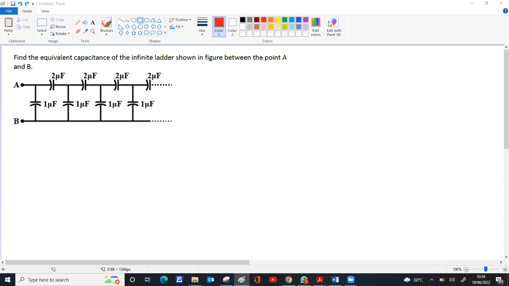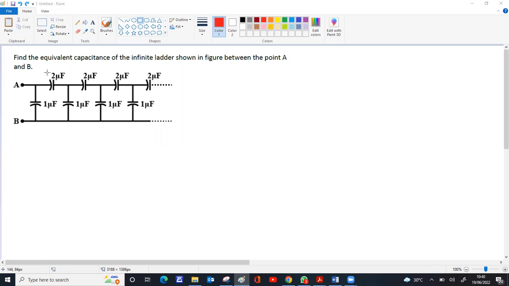Here there is an infinite network of two capacitors, 1 microfarad and 2 microfarad, repeated in a particular fashion. 1, then 2, 1, then 2. There's a rhythm for this arrangement of the capacitors. It doesn't stop here. This is continuing till infinity. It doesn't end.